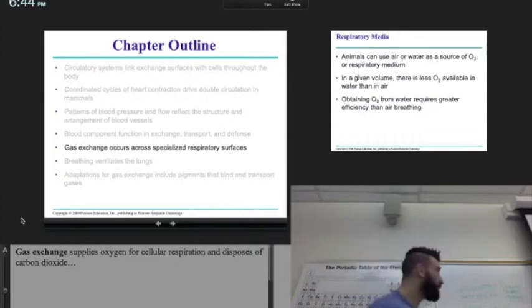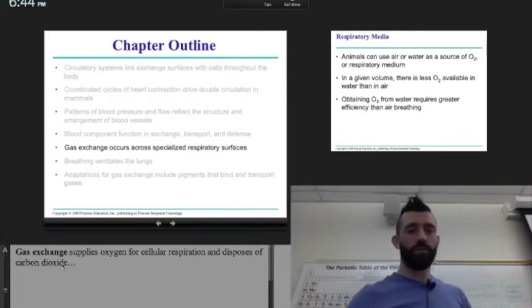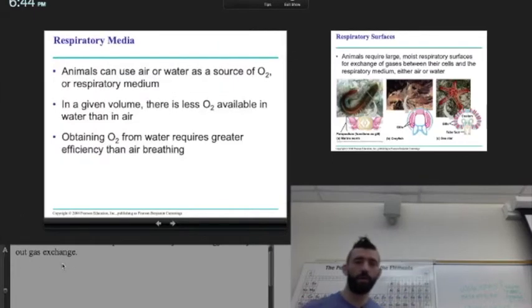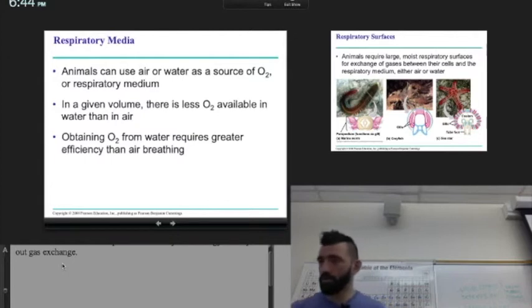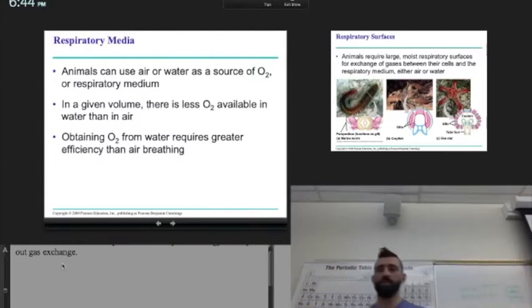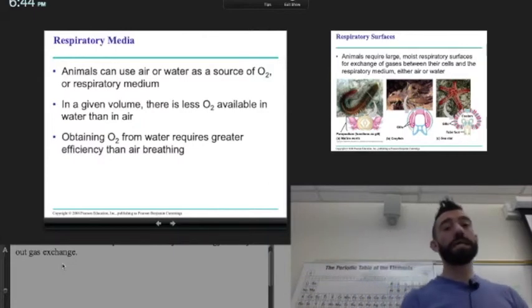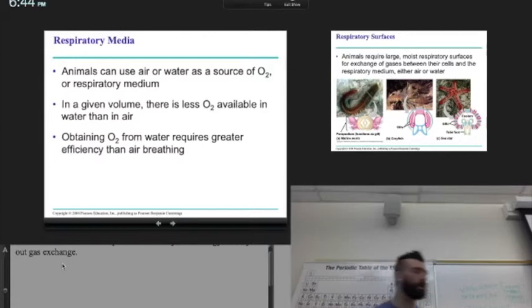So, all right, next we're going to talk about gas exchange and respiratory surfaces. The first objective in this section of your learning objectives is to distinguish between respiratory surfaces and respiratory media. A respiratory medium is something like air or water. It is what the oxygen is found in.